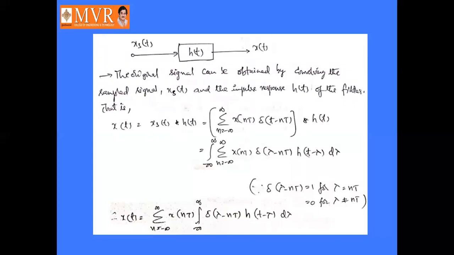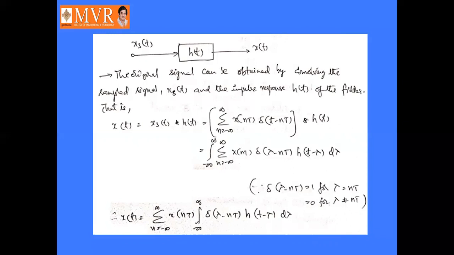So xs(t) is passed through a low pass filter h(t) to get the original signal x(t). The original signal is obtained by convolving, not combining, the sampled signal xs(t) with the impulse response h(t) of the filter. So x(t) = xs(t) convolved with h(t), where xs(t) is the sum over n of x(nT) δ(t − nT), convolved with h(t).